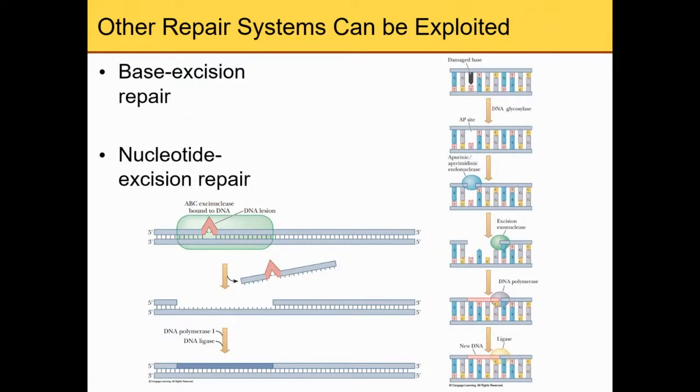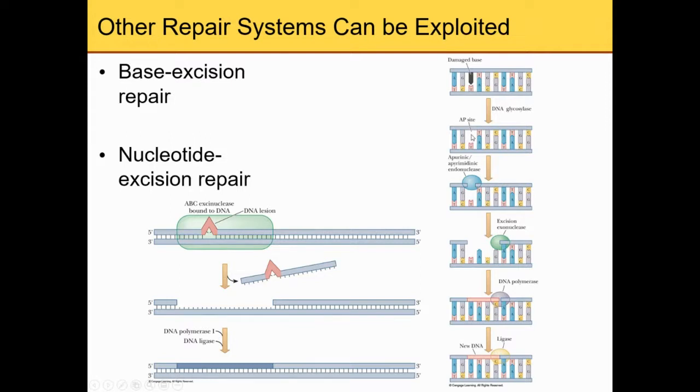The base excision repair and the nucleotide excision repair. So basically, in base excision repair, the damaged base is excised from the sugar phosphate backbone by the DNA glycosylase, creating an AP site. So you have a damaged base, and they remove this nitrogenous base and keep the sugar phosphate here, and we call this an AP site.